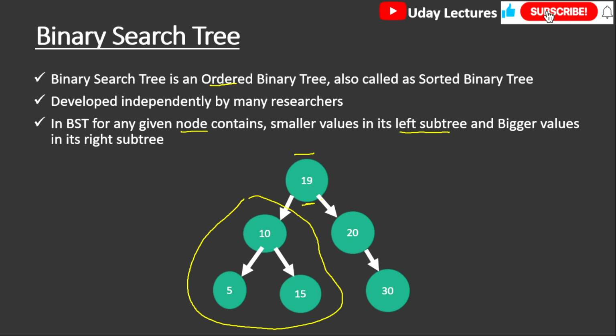So this rule is not only applied to the root node, it applies to any internal node. For example, for 10, the left subtree value, which is 5, is smaller than 10. And 15 is a bigger value compared to 10. And in this subtree, we have 20 as an internal node, and 30 is the child of 20, where 30 is bigger than 20, and that is why it is inserted to the right side of 20. This is how a typical binary search tree looks.